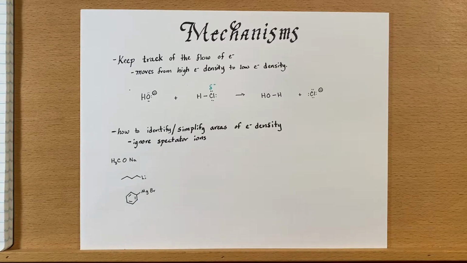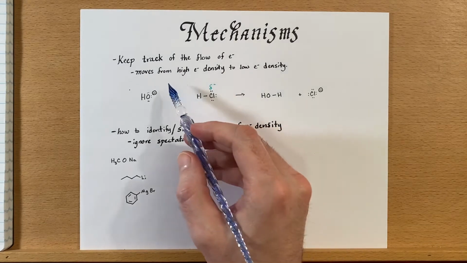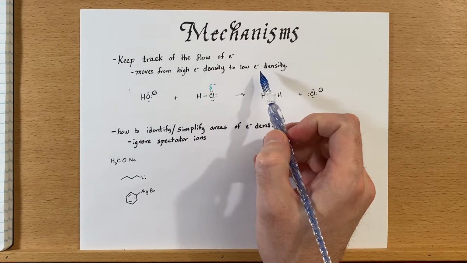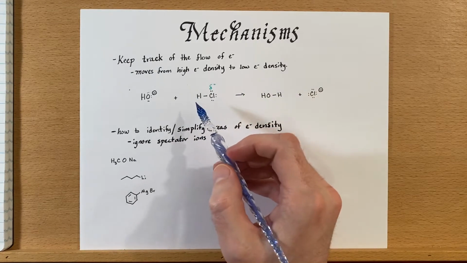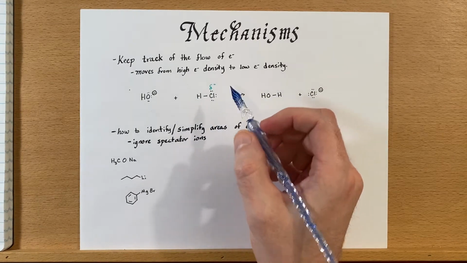Let's talk about mechanisms in chemical reactions. We use these to keep track of the flow of electrons, and they'll move from areas of high electron density to areas of low electron density. Let's use this acid-base reaction as an example.